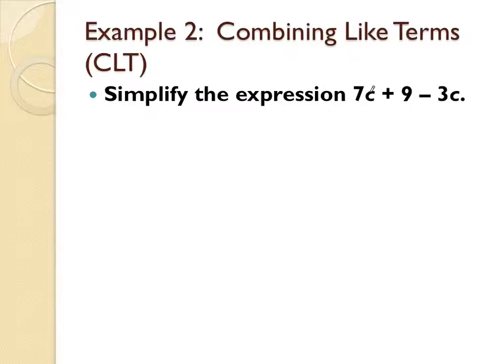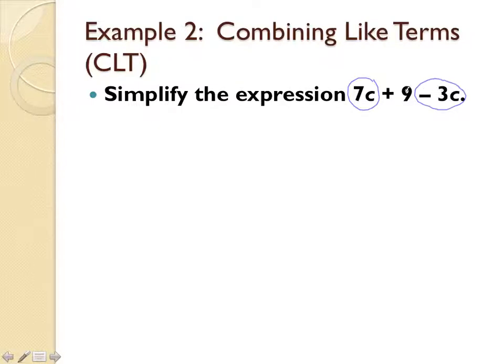All right, well, I see 7c is a term that has a variable c in it, and the -3c also has a c. They both have the same variable, and they both are raised to the same exponent. So I'm going to go ahead and I'm going to circle those. All right, the 7c and the -3c. Notice that I'm circling the entire thing along with the sign in front.